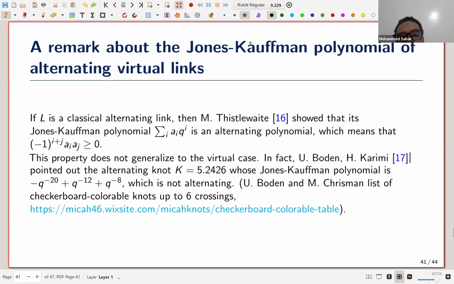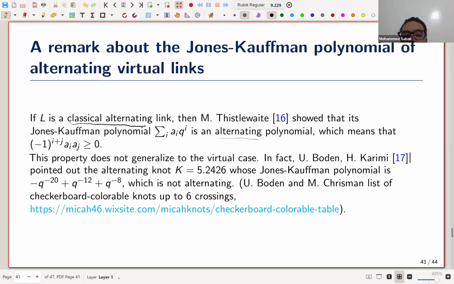Then by results of Thistlethwaite, this polynomial is alternating, meaning that (-1) to the power of i plus j times the product of the two coefficients a_i, a_j is always bigger than 0. So this is true in the classical case. But this property actually does not generalize to the virtual case.